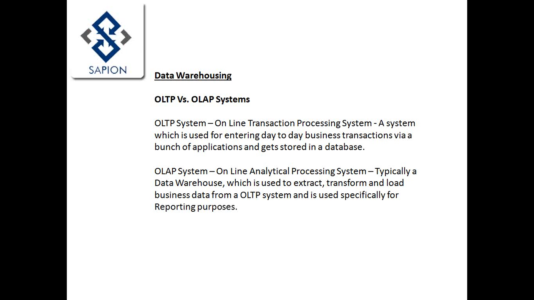There are 2 types of systems in a data warehousing environment. One is OLTP system, the other is OLAP system. OLTP system is online transaction processing system. What is this system? This system is only designed for entering transactions. 2 examples of OLTP systems.